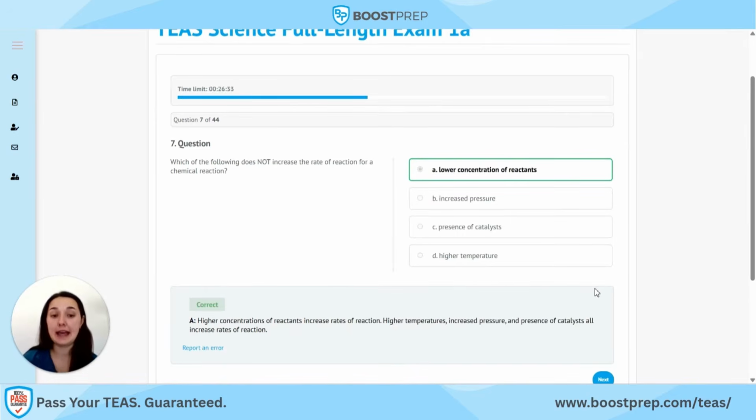The answer is A. Lower concentration of reactants does not increase the rate of reaction for a chemical reaction. So a higher concentration of reactants would increase the rate of reaction, as well as higher temperatures, increased pressure, and presence of a catalyst will all increase the rates of reaction.